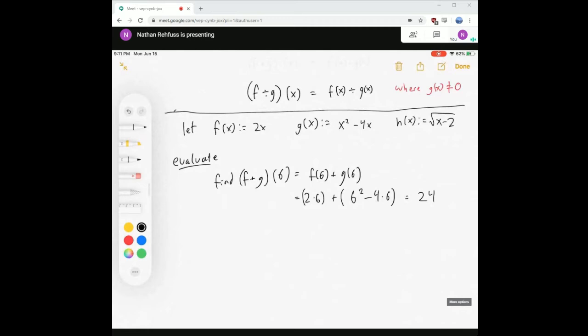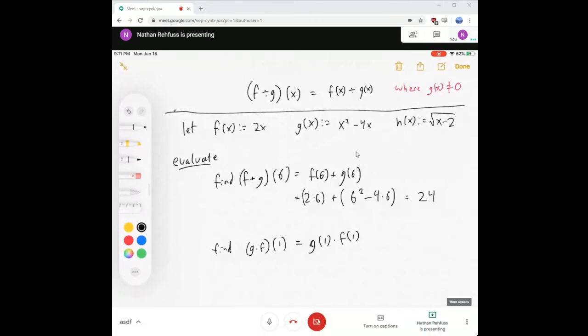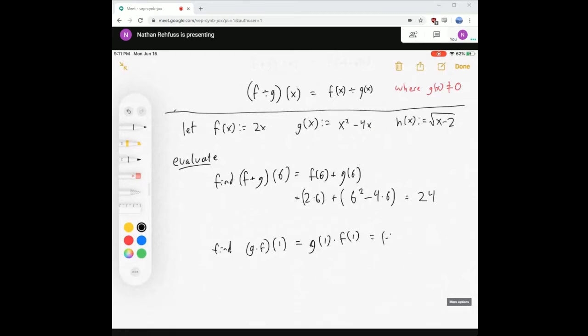Same thing if I asked you to find g times f of 1. That would be g of 1 times f of 1. So I'm just going to multiply them together at that point. So let's see, g of 1, it's 1 squared minus 4 times 1. So that's negative 3. f of 1 is 2 times 1. That's 2. So g times f of 1 is negative 6. That's all there is to it.